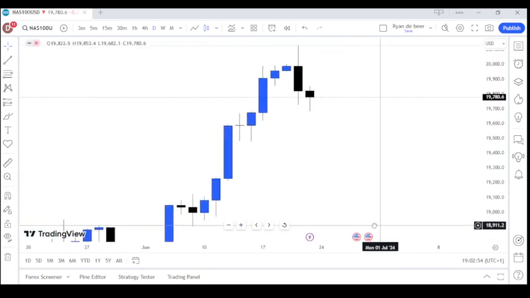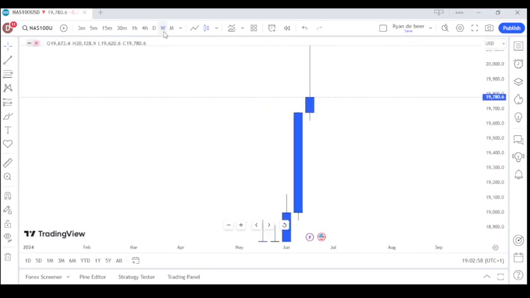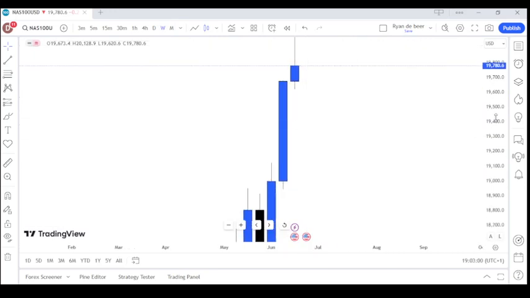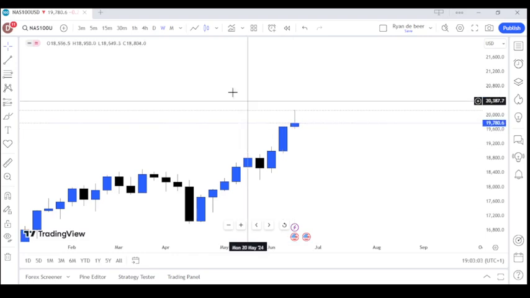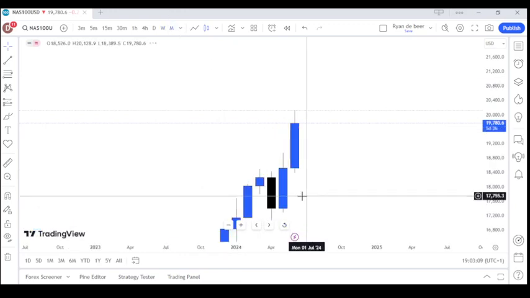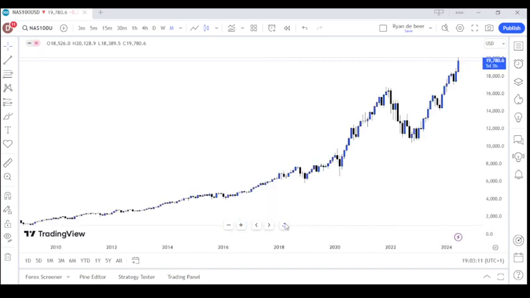Let's go to the weekly time frame. This is NAS 100. Go to the weekly. As you can see, the weekly is bullish. We are currently at an all-time high as well. So go to the monthly time frame. You can see we are at an all-time high on NAS 100.